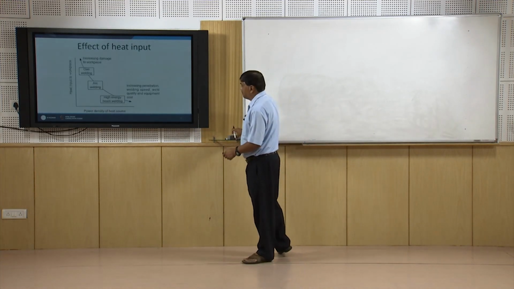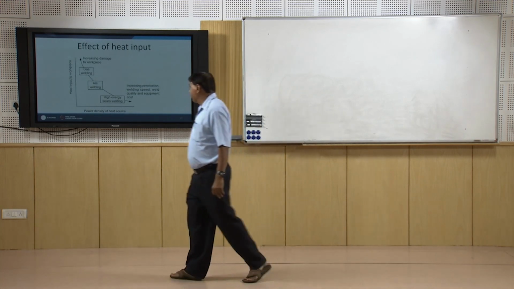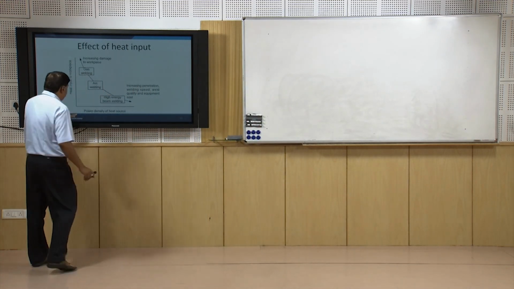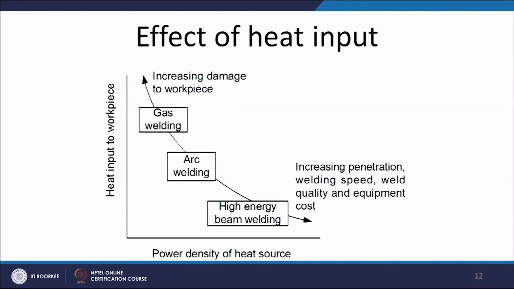in the subsequent slides. Here we can see that as the power density increases, the amount of heat to the workpiece decreases. So, if you see the power density of the heat source, for gas welding, heat input is high and power density is low, and for arc, power density is somewhat high and heat input to the workpiece for developing the joint is low, and when energy density is high, power density is further high.